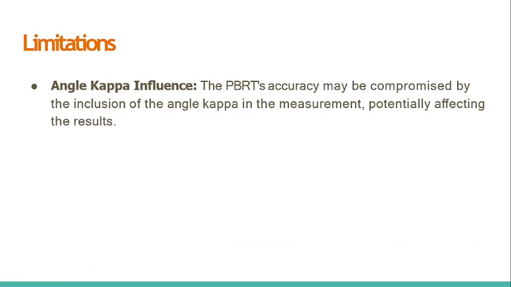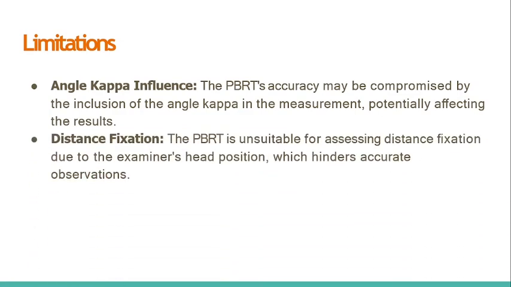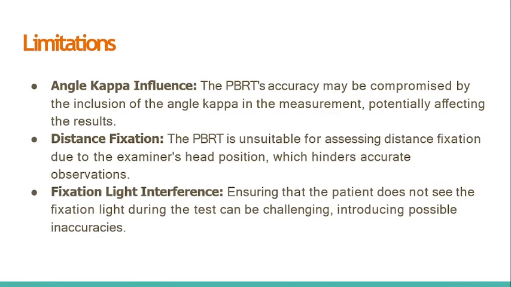Angle kappa influence. The PBRT's accuracy may be compromised by the inclusion of the angle kappa in the measurement, potentially affecting the results. Distance fixation. The PBRT is unsuitable for assessing distance fixation due to the examiner's head position, which hinders accurate observations. Fixation light interference. Ensuring that the patient does not see the fixation light during the test can be challenging, introducing possible inaccuracies.